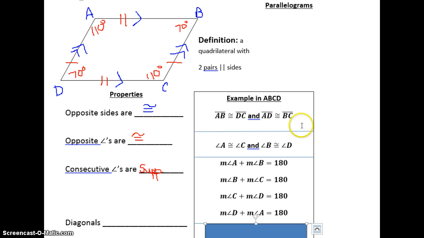But we've got angle A congruent to angle C. Those are these two across from each other. B and D are congruent. And then we've got every consecutive pair that's going to add up to 180.